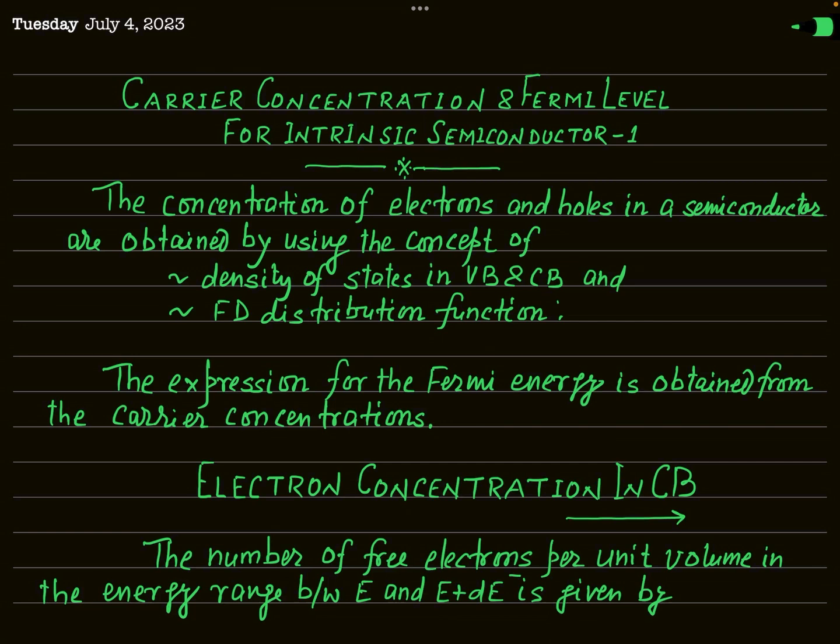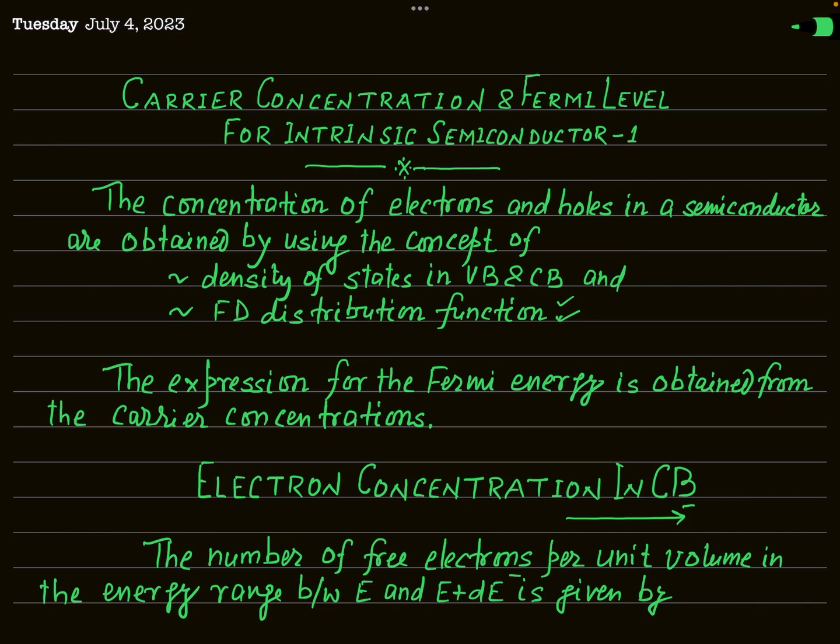So there will be actually two mathematical tools. First one is density of states in the valence band and conduction band, and another is the Fermi-Dirac distribution function, which will be used for finding the carrier concentration of electrons and holes both. Okay. So now let us start to know about the calculation of electron concentration in the conduction band. Okay.